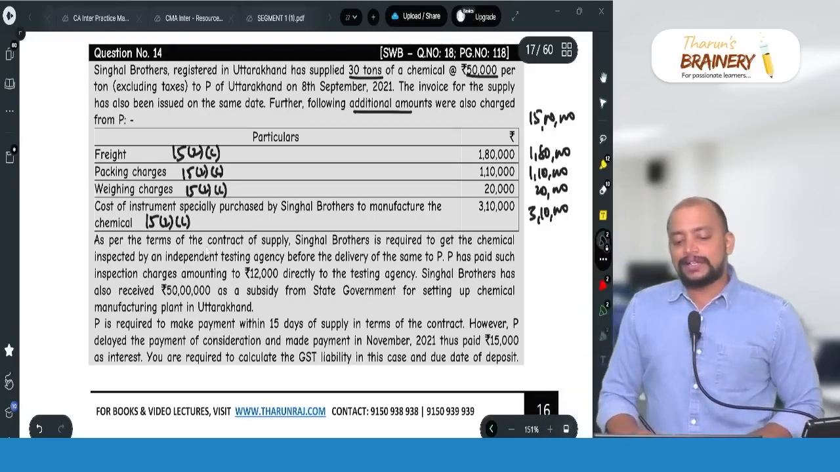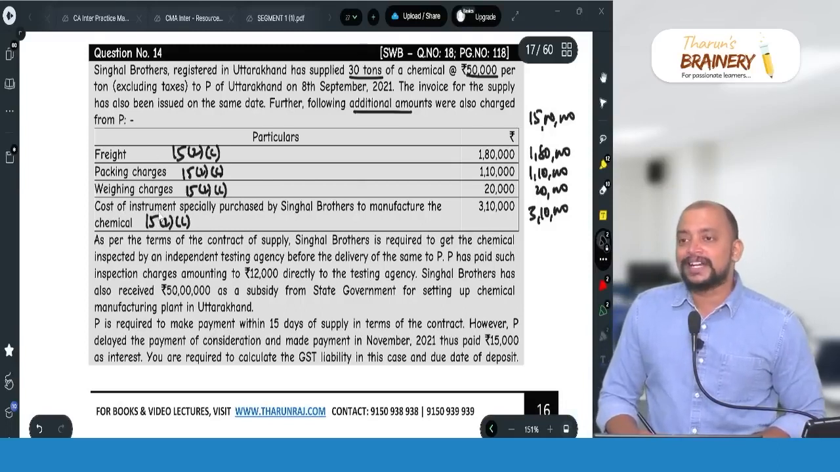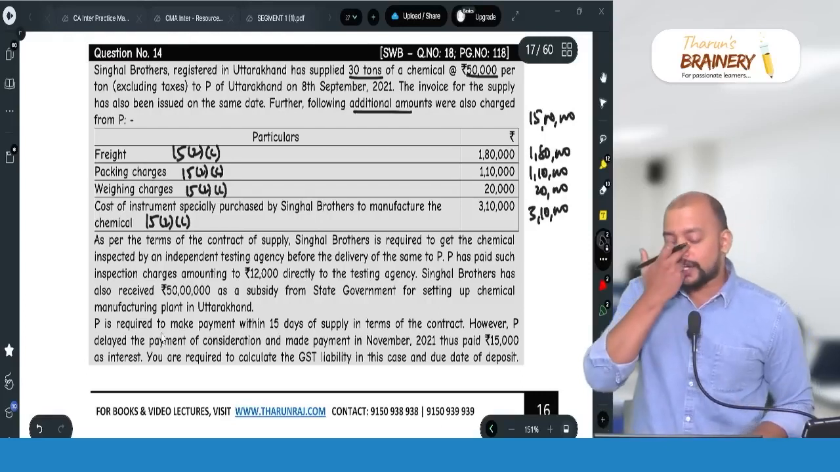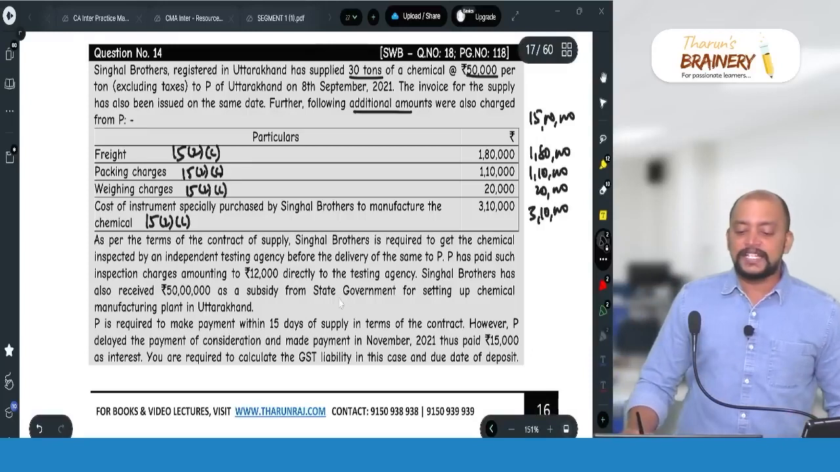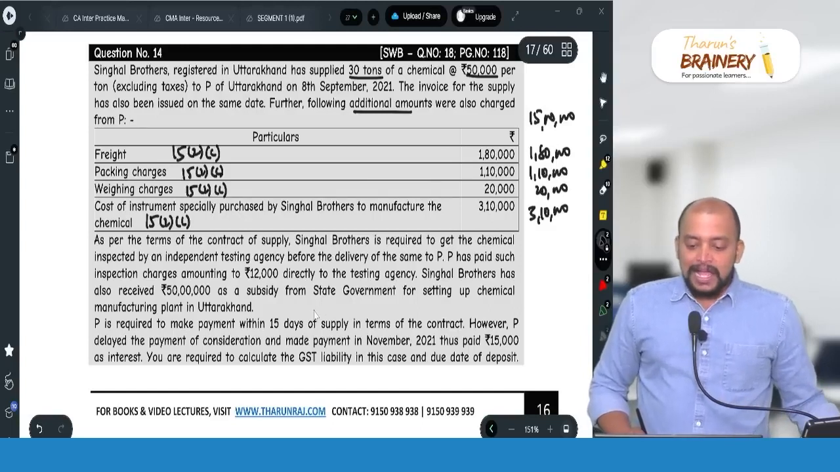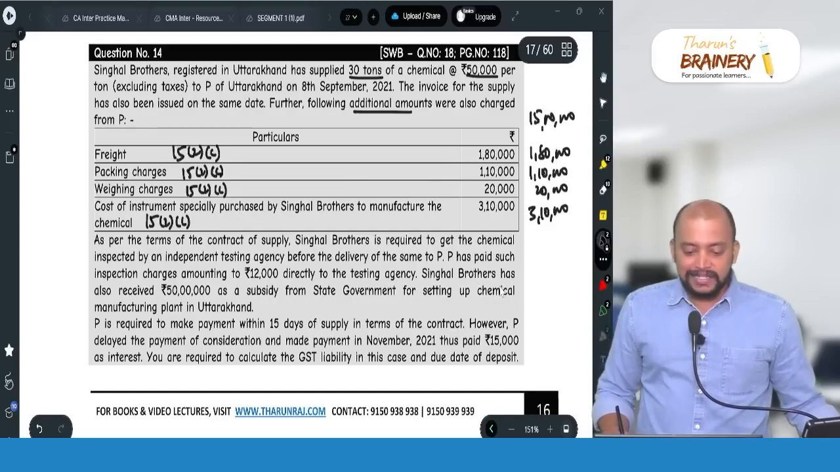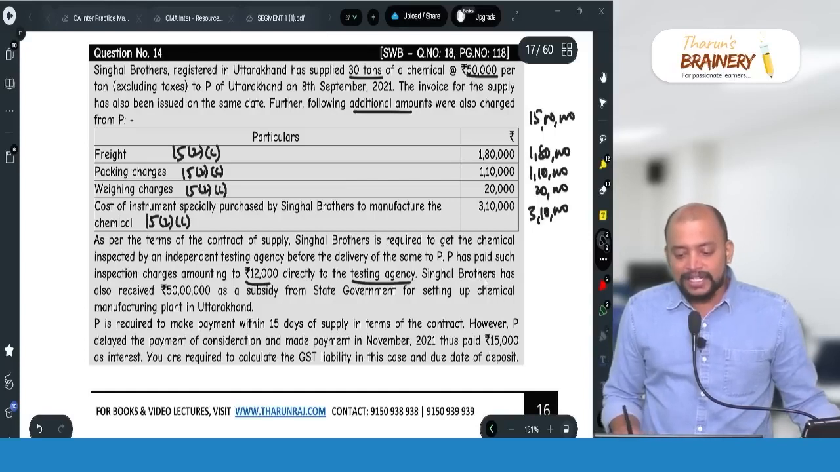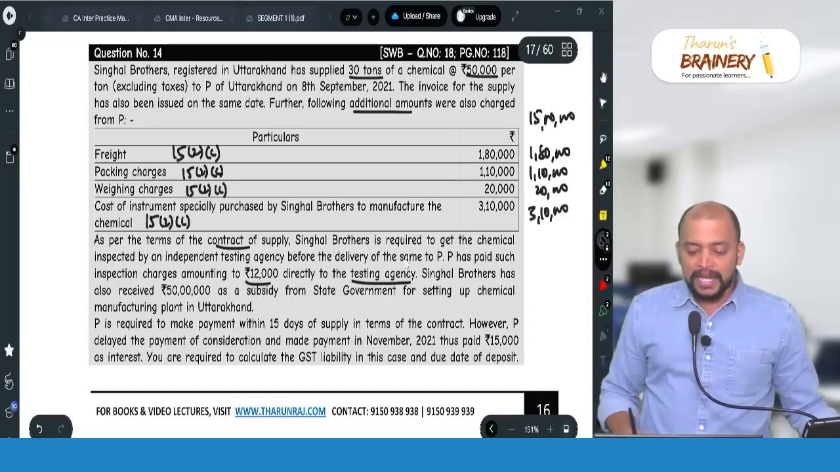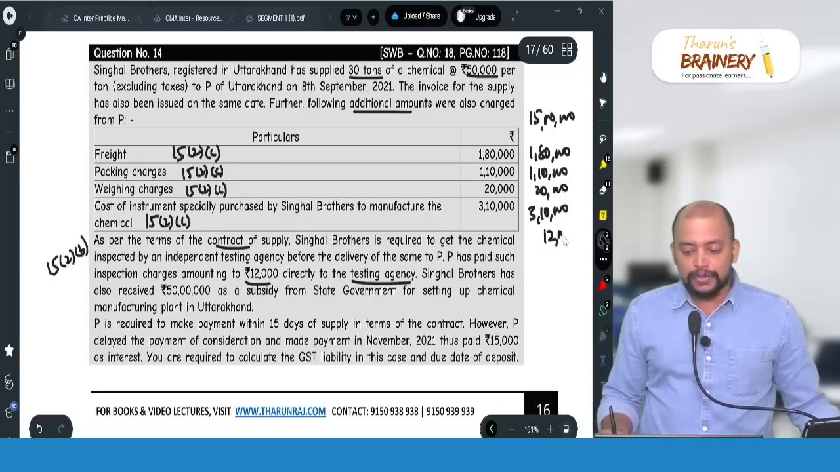When you see more than one item related to the same section, you group it and write a single note, that is sufficient. Then, as per the terms of the contract of supply, Single Brothers is required to get the chemical inspected by an independent testing agency before the delivery of the same to P. And P has paid such inspection charges amounting to 12,000 directly to the testing agency. Any amount that the supplier is liable to pay but which is paid by the recipient should be included in the value as per 15(2)(b), and therefore this 12,000 rupees we need to add.